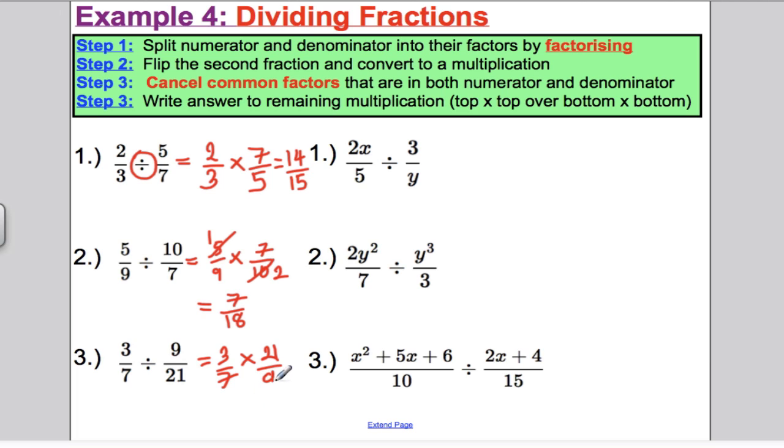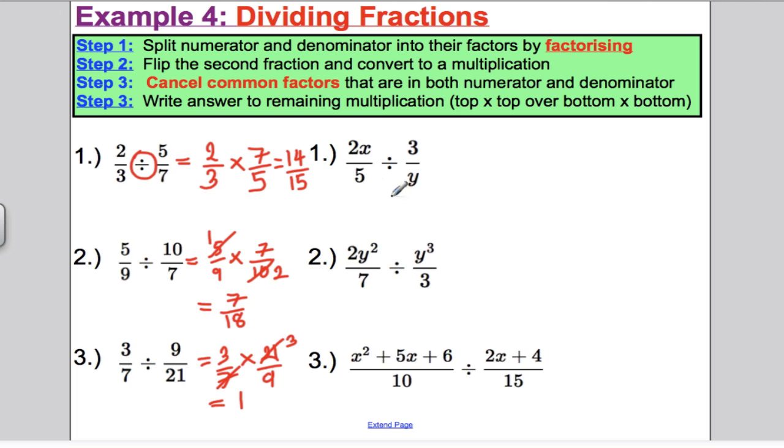And last one here, convert it to a multiplication, so it'd be 3/7 multiplied by 21 over 9. Can we do any cancelling here? Well, yes we can, because 7 goes into 7 once and into 21 3 times, and therefore we'd have 3 times 3 over 9, which is simply 1. Okay, so 9 over 9 is simply 1. And you're done. So to summarise it, you split the numerator and denominator into their factors by factorising. You flip the second fraction and convert to a multiplication. You cancel where possible, and then you perform the multiplication.